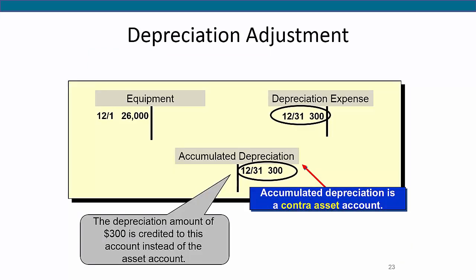On December 31st, 2016, then, we will debit or increase depreciation expense for $300 and credit a brand new account called Accumulated Depreciation - Equipment. Accumulated depreciation is a contra asset account. Contra means opposite. This is the first time we have seen a contra account, but believe me, it's not the last. A contra account means that the amount in the account reduces the related asset account.